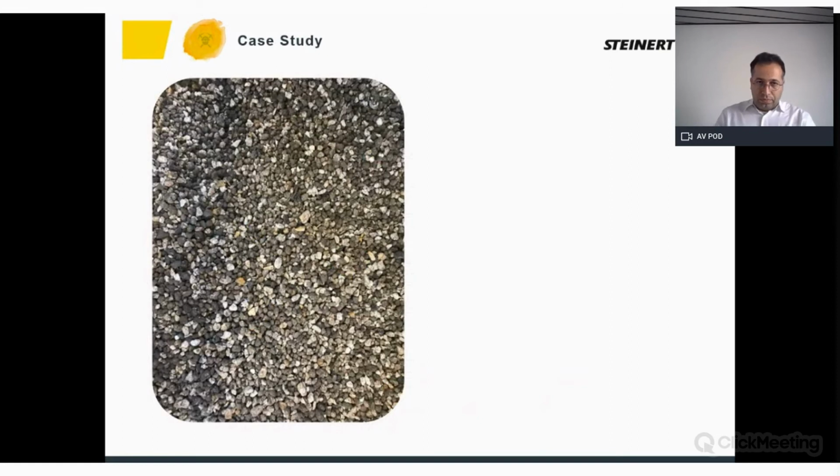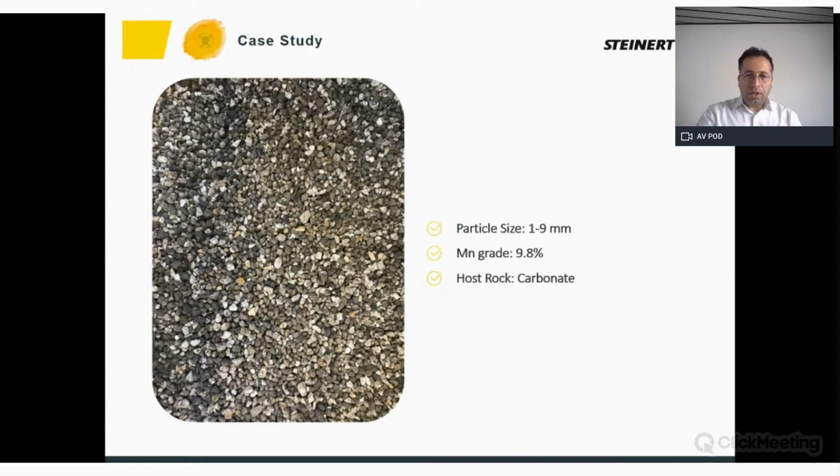This is a picture of the material. You can see the white and the black and the gray particles. The particle size was 1 to 9 millimeter. Manganese grade on average was 9.8%. And the host rock is carbonate. You can see this white and, as I said, these gray particles. They are carbonate host rock, and even the gray particles, most of them had a white color. Because of the black color of the manganese, the color is changed to gray.